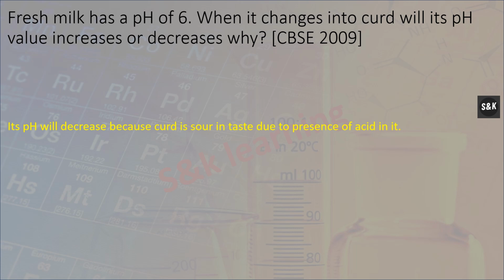Fresh milk has a pH of 6. When it changes into curd, will its pH value increase or decrease? Its pH value will decrease because curd is sour in taste due to the presence of acid.